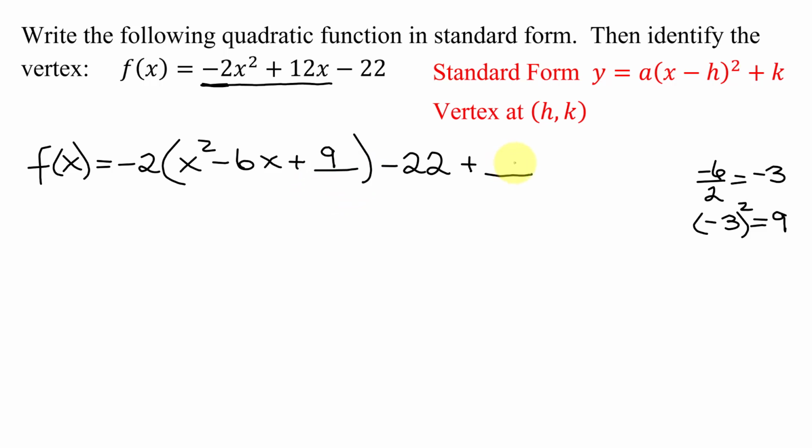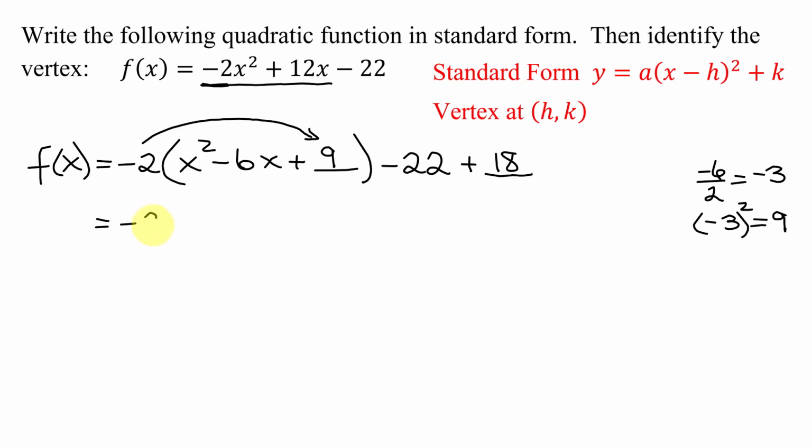But what number do I have to add here so I have a net change of 0? Remember, I've really added negative 2 times 9. So I've added negative 18 to this part of the equation. So I'm going to have to add positive 18. So the net change is 0.